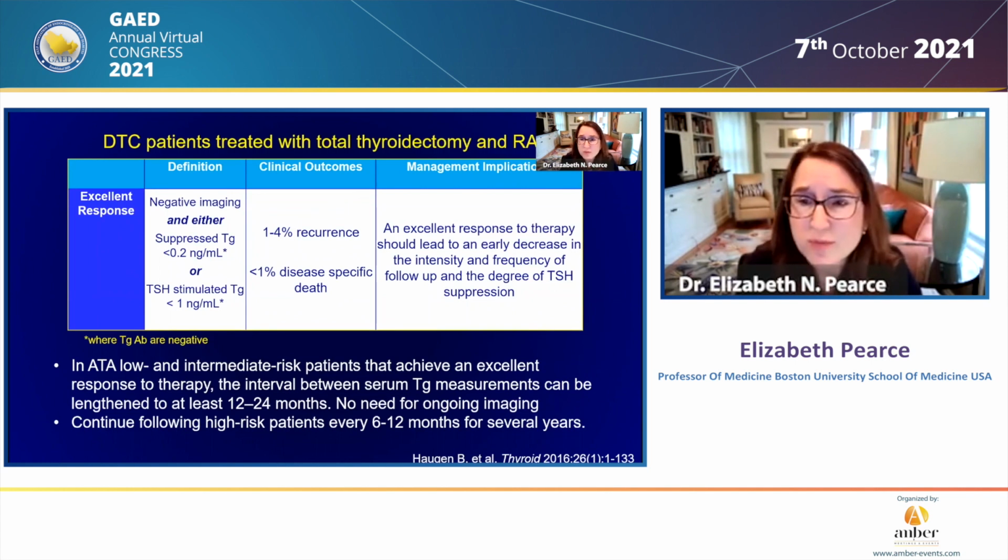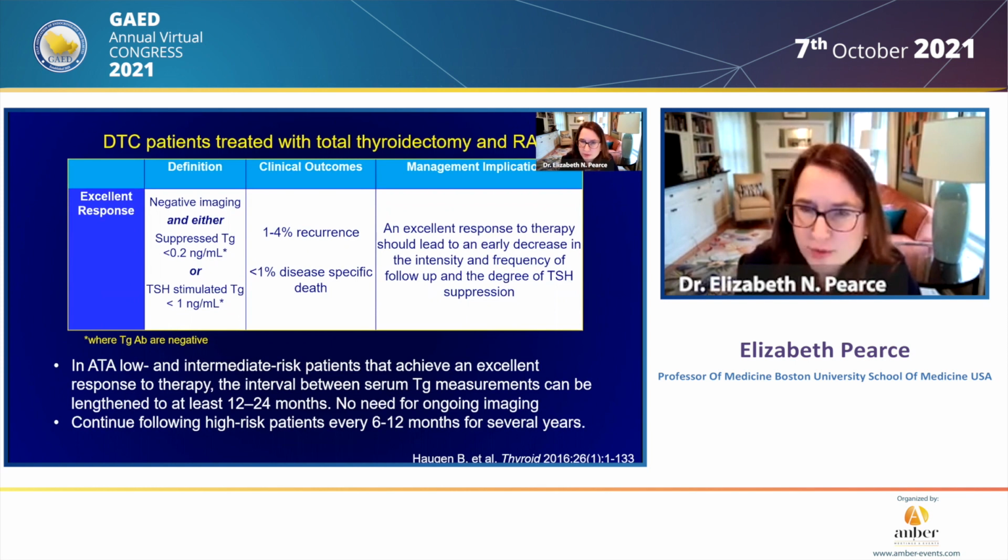So an excellent response to therapy should lead us to scale way back on the intensity and the frequency of our follow-up, and also on the degree of TSH suppression. So in low and intermediate risk patients who achieve this excellent response to therapy, we can space out the interval between serum thyroglobulin measures to at least 12 to 24 months. We do not need to do ongoing imaging. They do not need ongoing ultrasonography unless the thyroglobulin starts to increase.